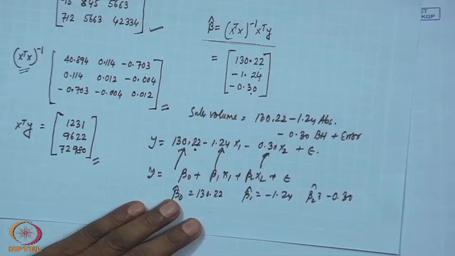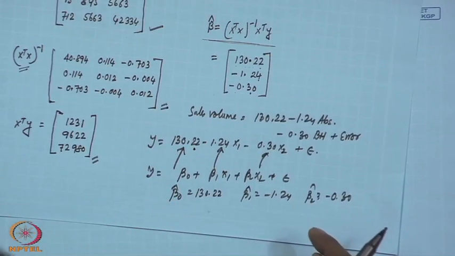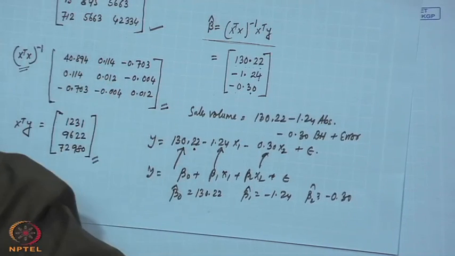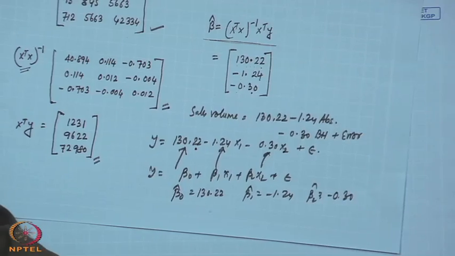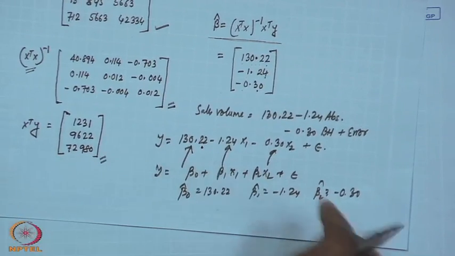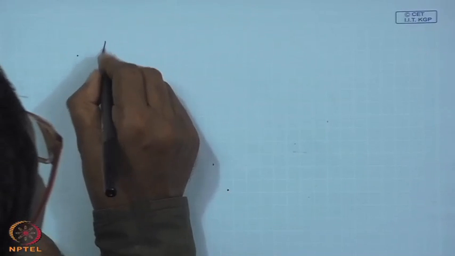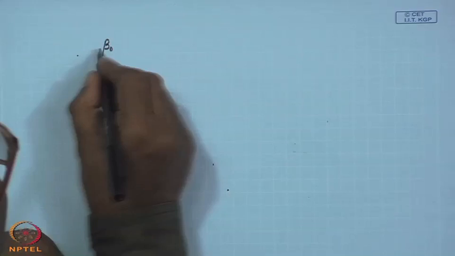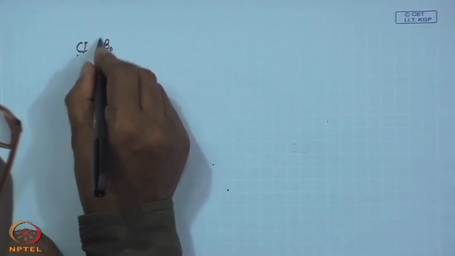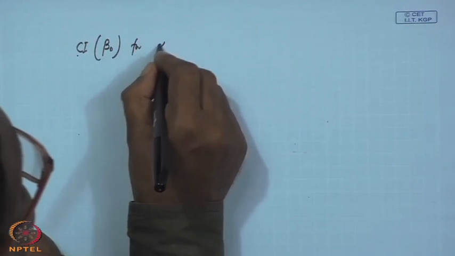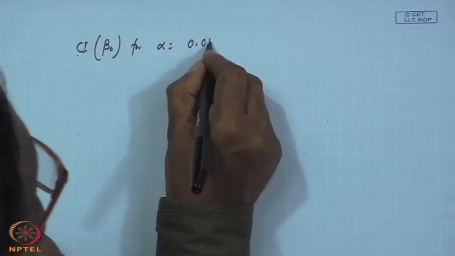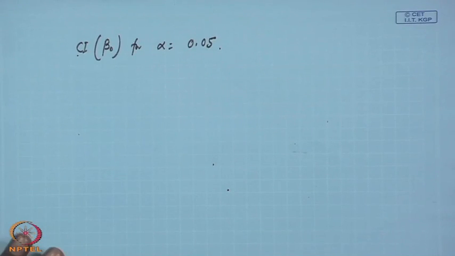Okay. So, whatever we have developed so far, with respect to this, what I want to do now is find out the confidence interval for, let us say, beta 0. So, you find out the CI for beta 0 for alpha equal to 0.05.